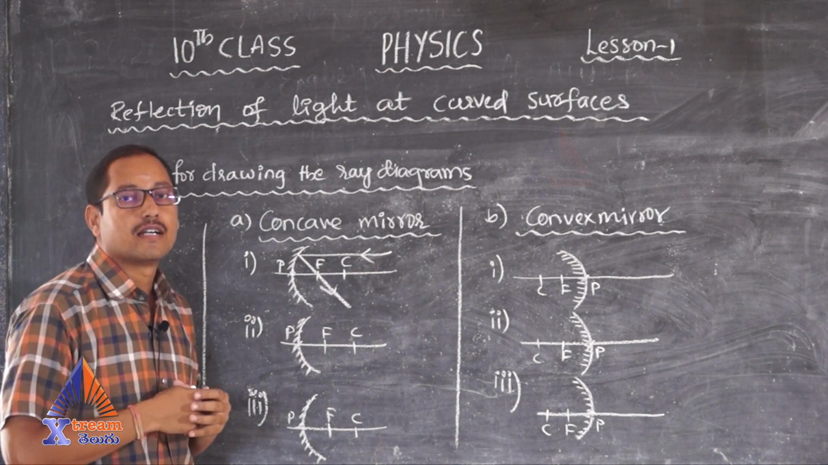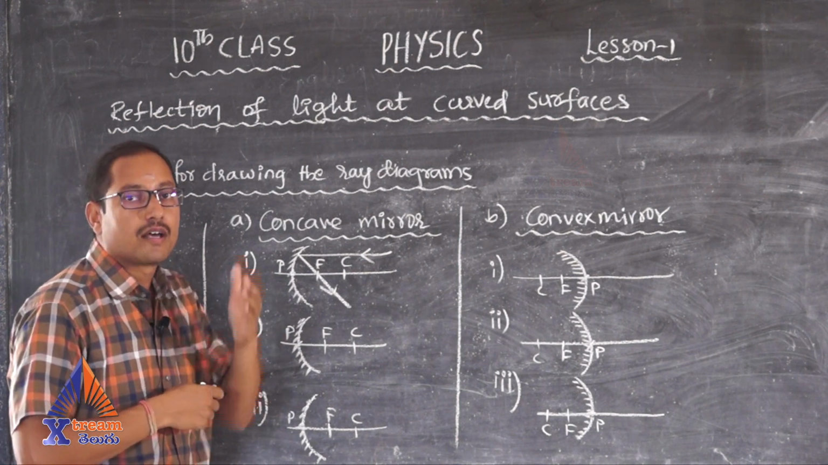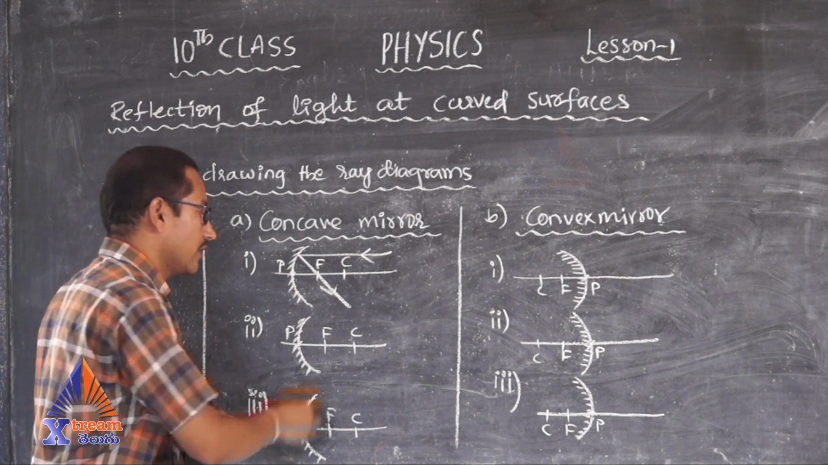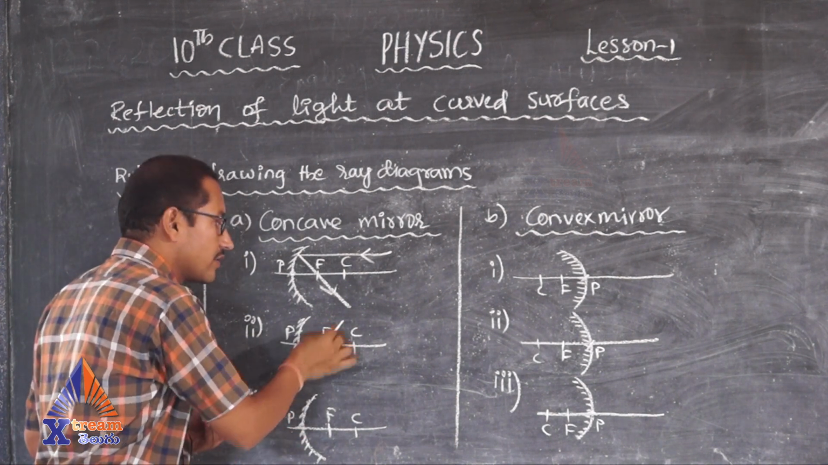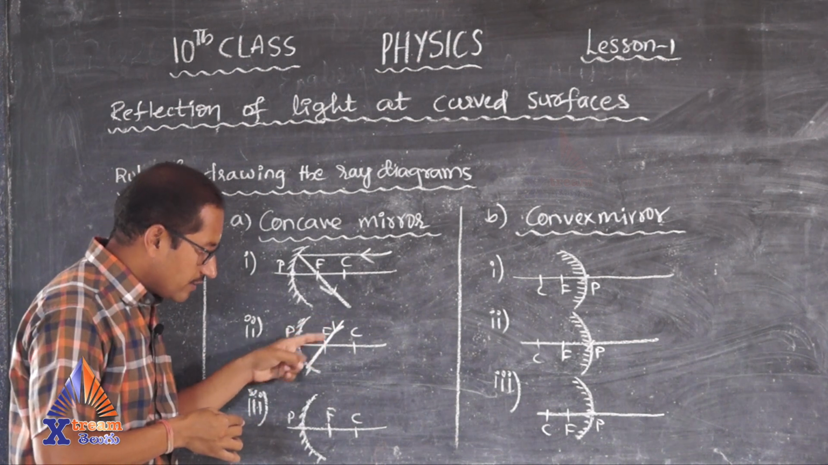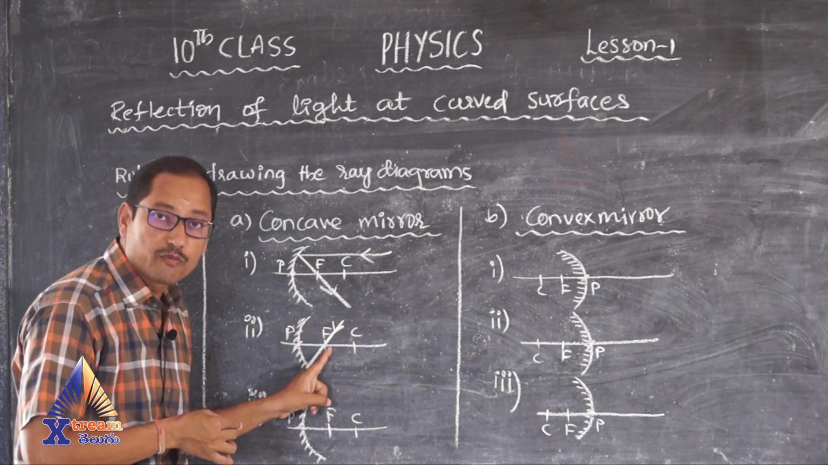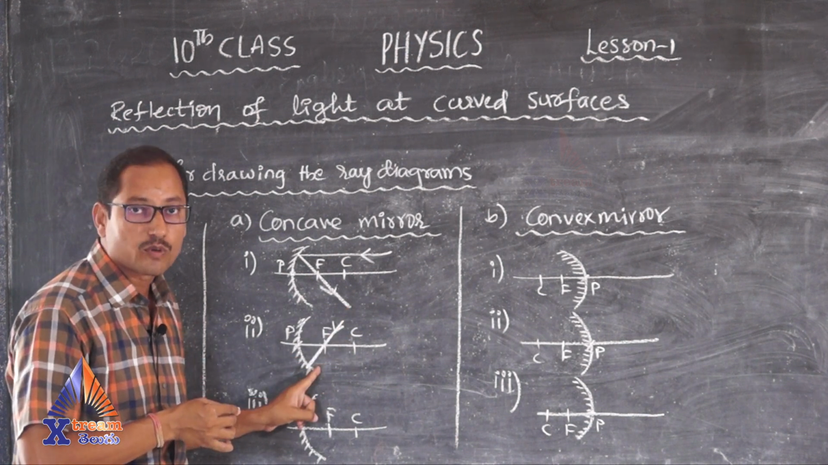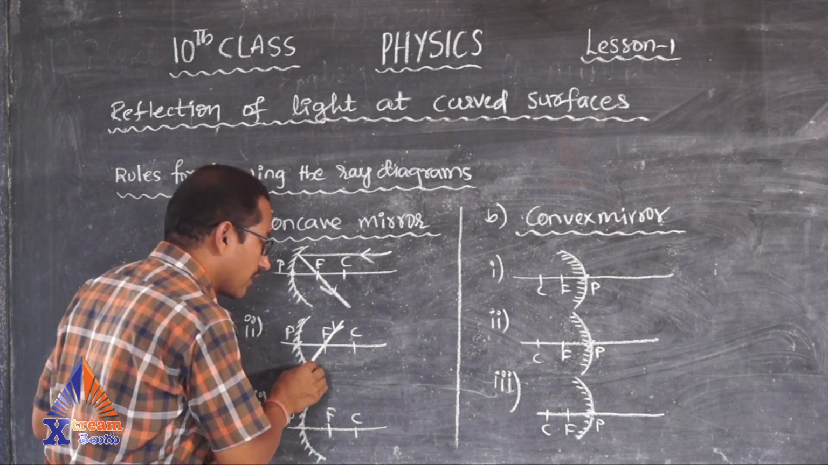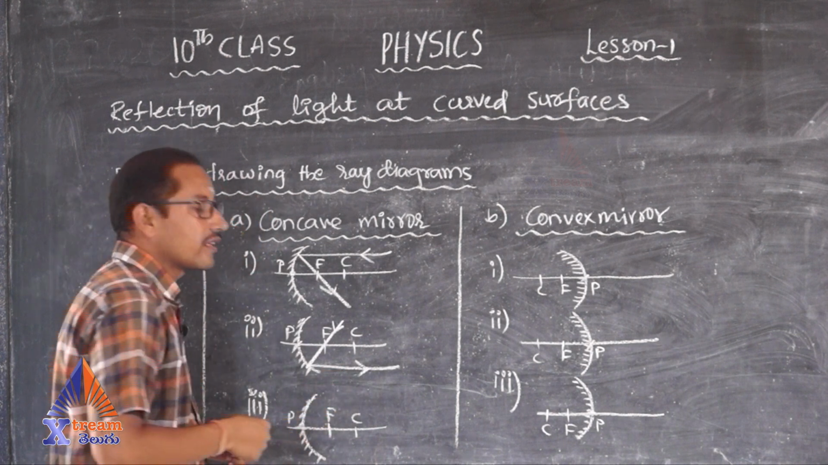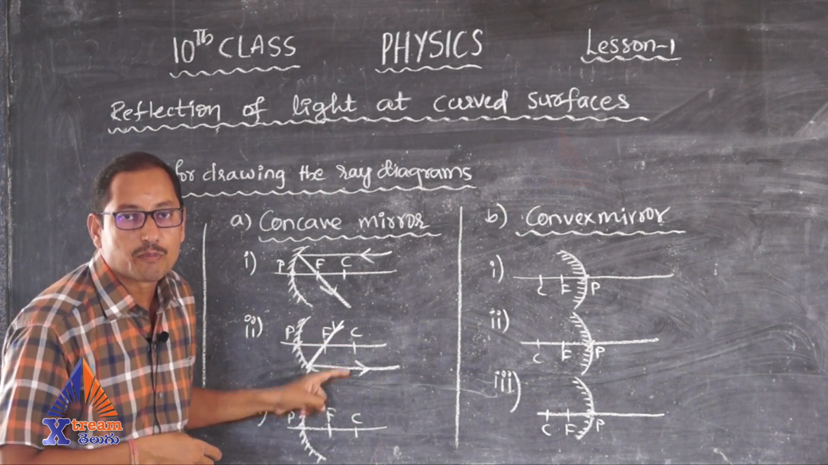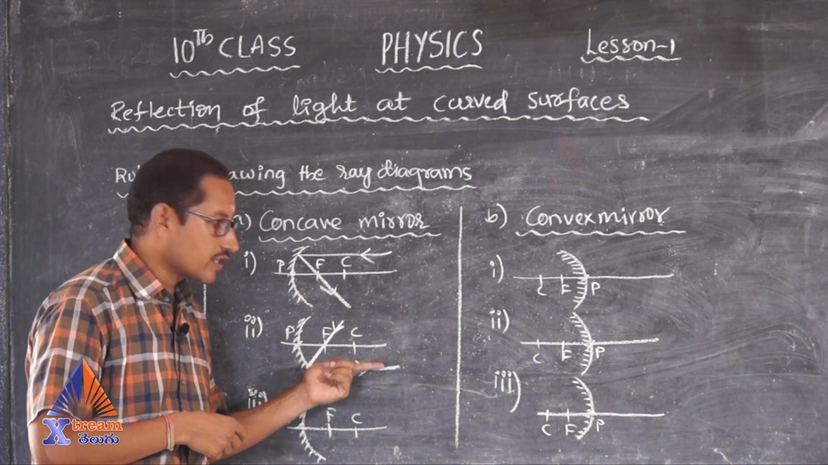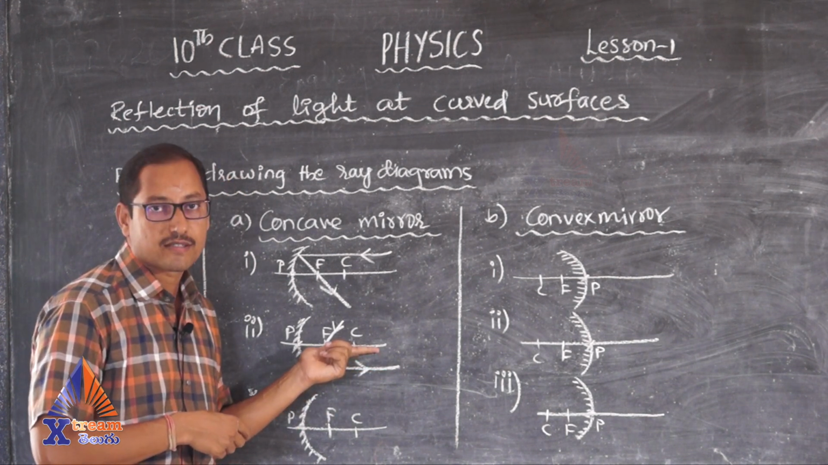The second important ray is a ray which is coming through the focus. Here, let me consider this ray. This incident ray is coming through the focus. Such rays which travel through the focus get reflected back in such a way that they are parallel to the principal axis. Here, this is the reflected ray which is parallel to the principal axis.